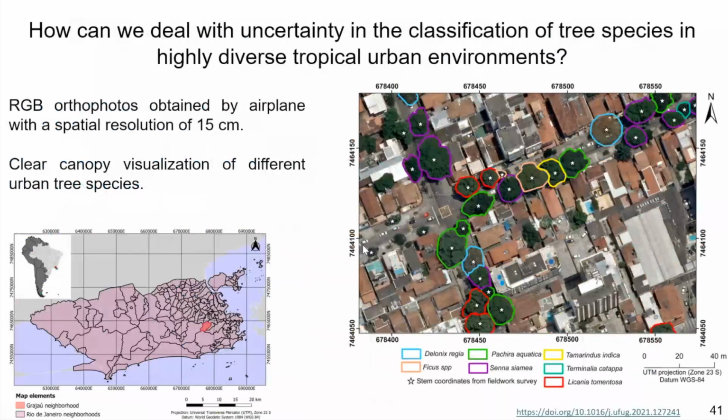And here the last paper that is currently under review in our group is about how to deal with a very important topic, that is the uncertainty in the classification of tree species in highly diverse environments. Here we are dealing with tropical urban environments. We used a dataset from a previous work that was published in 2021, in which we developed a multitask convolutional neural network to perform tree species classification.